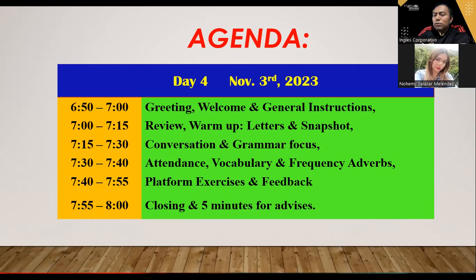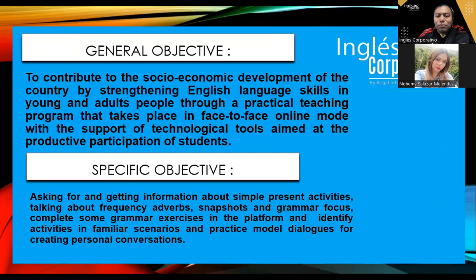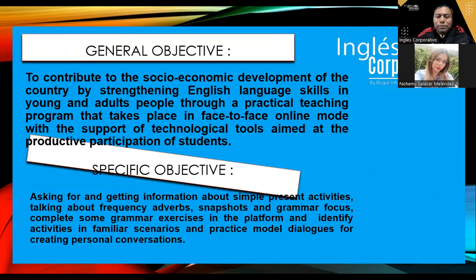Okay, so I'm answering one of your classmates in the chat. Okay, so we're going to continue. We have the general objective that we already read in the last sessions, right? So the specific objective is asking for and getting information about simple present activities, talking about frequency adverbs, snapshot, and grammar focus, completing some grammar exercises in the platform, and identifying activities in familiar scenarios and practicing model dialogues also for creating personal conversations.